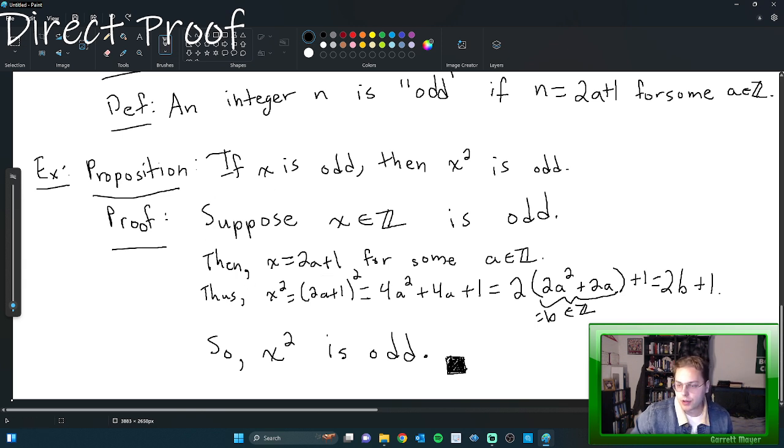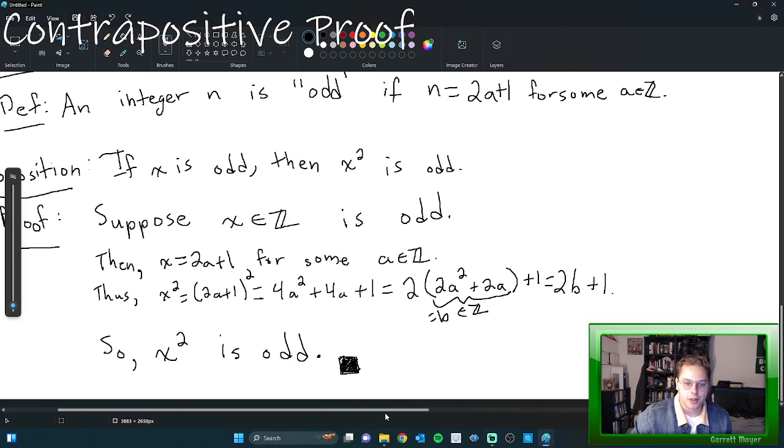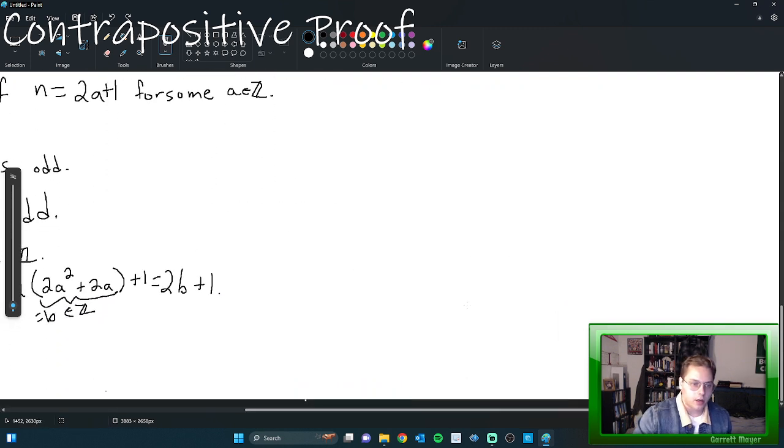Okay, so with this out of the way, let's go into another type of proof, and this is also for proving conditional statements. Let's block off this area.